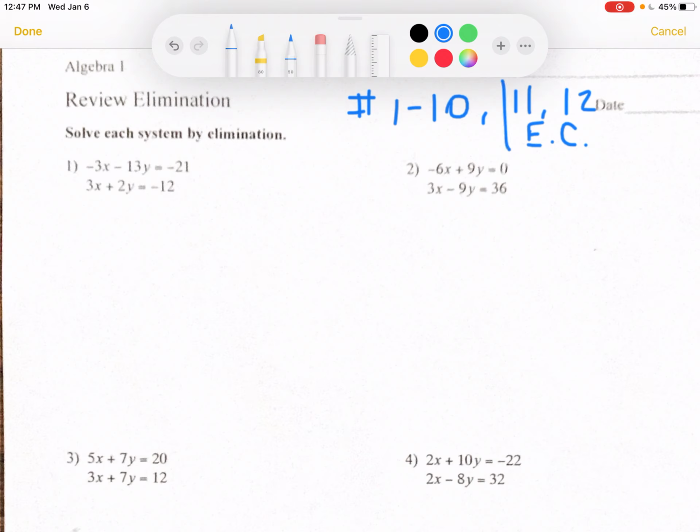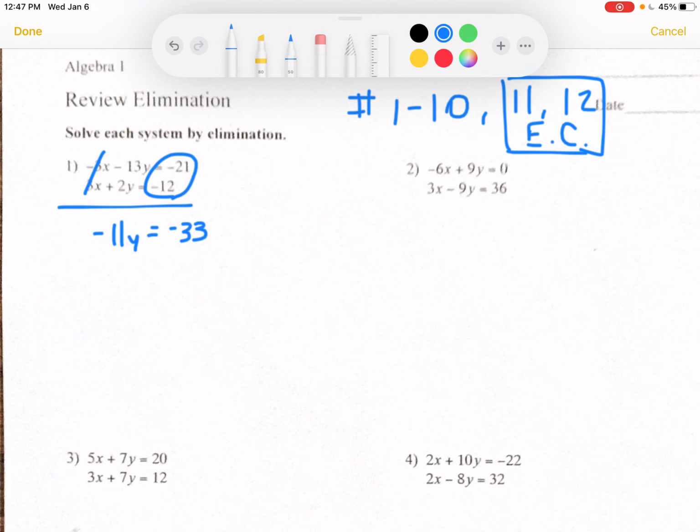Okay, and then don't even worry about 13 and 14, okay? So looking at number 1, it's already set up to eliminate because negative 3x and positive 3x, those are opposites, right? Those add to 0. So if I add down here, negative 3 plus 3, that's 0x, or 0. Negative 13y plus 2y is negative 11y. And negative 21 plus negative 12 is just negative 33.